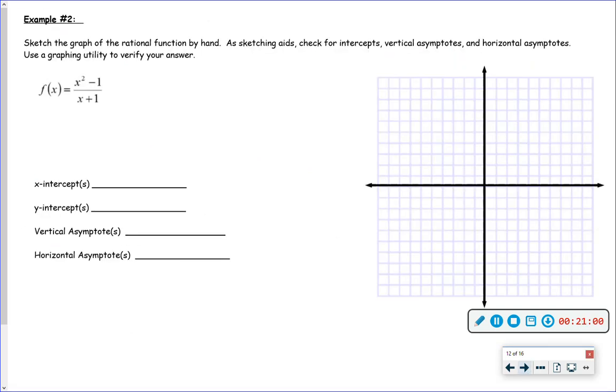So sketch the graph, answer the stuff, find the asymptotes, etc. So this is one I do have punched in the calculator. I'm going to pull it up just to show you here. We're going to do everything by hand, right?